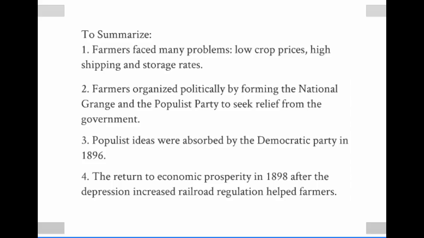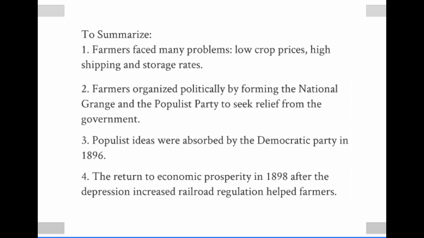But the issues that the populists were pushing for, as I indicated earlier in this lesson, a number of those issues are actually going to become law. The 8-hour workday, direct election of senators. We'll talk about those things in future lessons when they actually get passed into law. Farmers, however, are going to calm down a little bit. There was a depression in the 1890s, and by 1898, the nation is going to return again to economic prosperity.